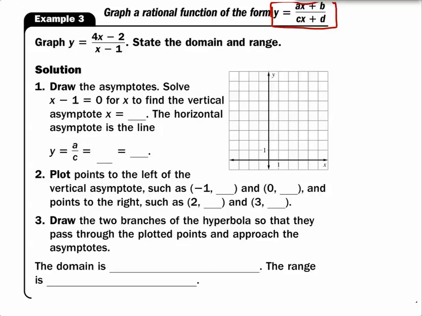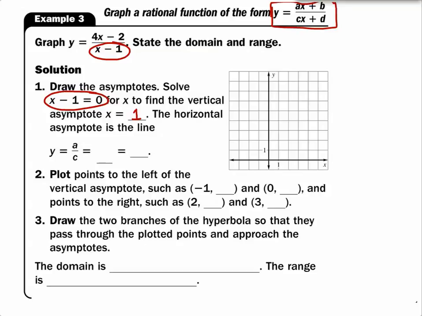So first of all, we have this example: y equals (4x minus 2) divided by (x minus 1). We have to state the domain and the range. First of all, draw the asymptotes. It says solve x minus 1 equals 0 for x, and the reason why is because that's the denominator. So x equals 1. You add 1 to both sides. x equals 1.